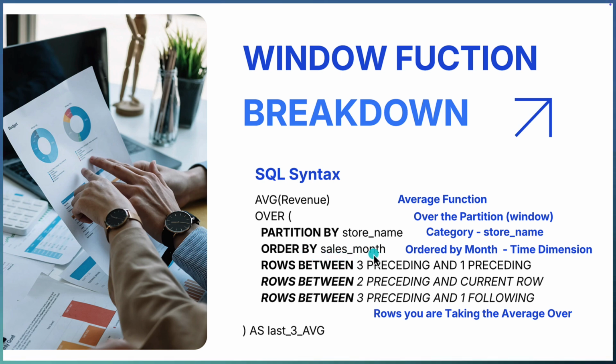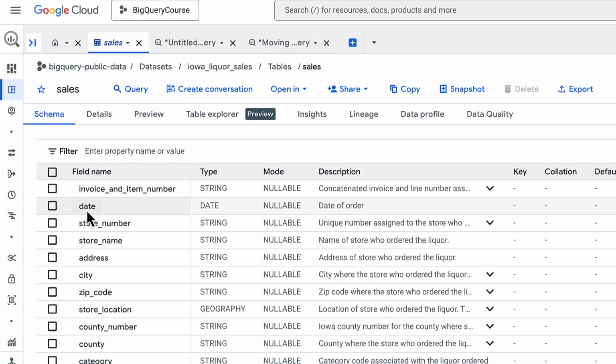And then the next thing is the most important. There's 3 options I've given here. Rows between. So for the first one, I'm saying rows between 3 preceding and 1 preceding. That'll give you the average of the last 3. You can go 2 preceding and current row. That's the last 3 including current row. And then you can go rows between 3 preceding and 1 following. So if you have extra data points, you can take averages of the next one.